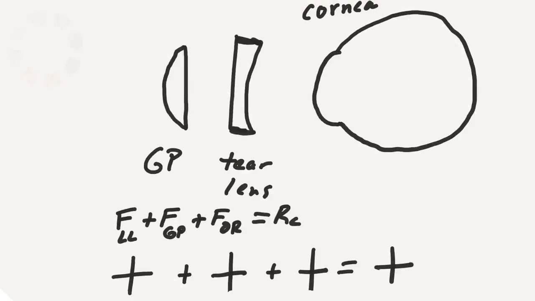So to solve this problem, the first thing we need to do is look at what is an on-K fit. What does that mean? That means that the base curve of the contact lens matches the base curve of the cornea. They're equal to each other. So we just got done talking about if we do that, what does that make the tear lens? That's going to make the tear lens equal 0. It's going to make the tear lens equal 0.